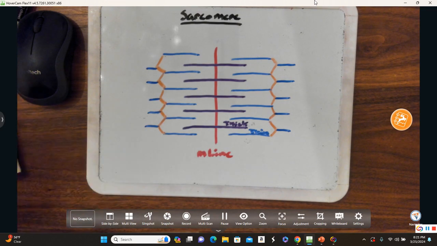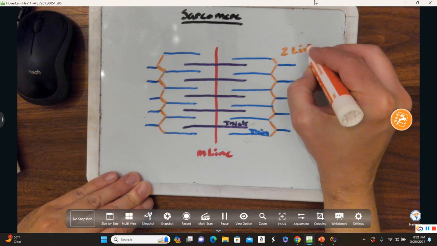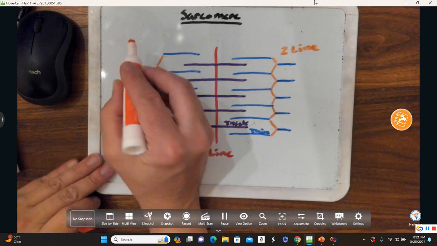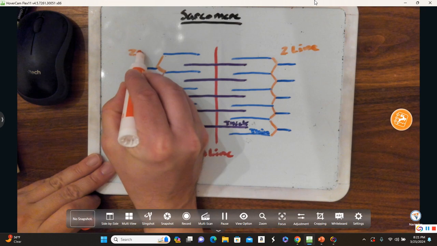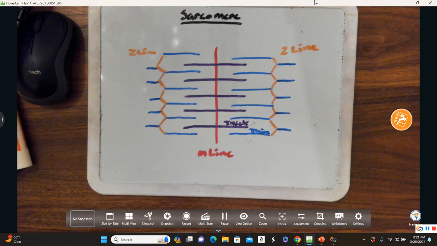Now the orange, I'm going to write right here, Z line. Okay, that's a Z line. Over here, let's just write Z line as well. So we know that these are both Z lines. Okay, so we've pretty much drawn most of it.